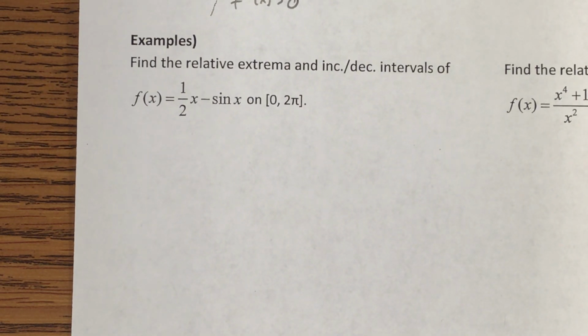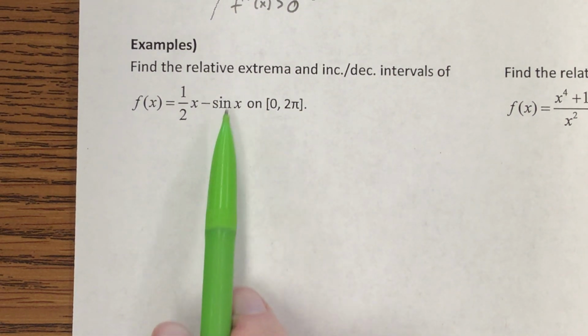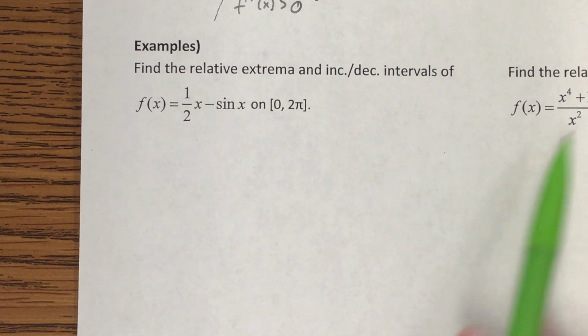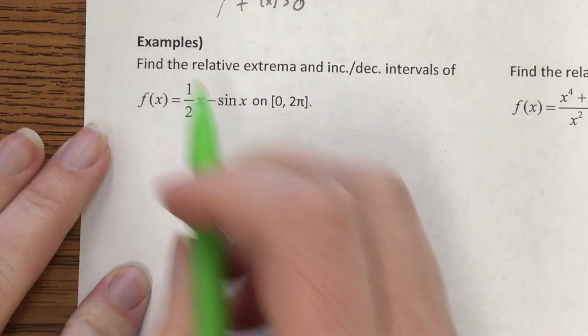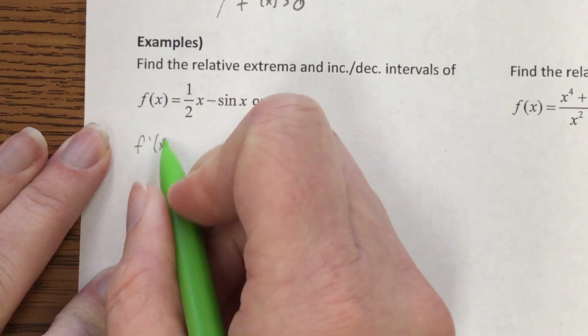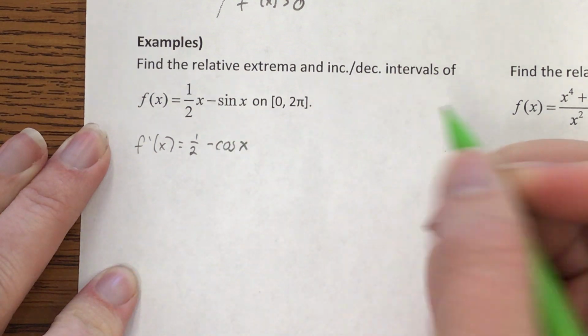Let's take a look at this example. Find the relative extrema and the increasing, decreasing intervals of f of x equals this function. We have this interval from 0 to 2 pi. That's important because sine of x continues on forever in that fun curve. In order to figure out relative extrema and increasing and decreasing, we need the derivative. So let's take the derivative. f prime of x equals 1/2 minus the cosine of x.